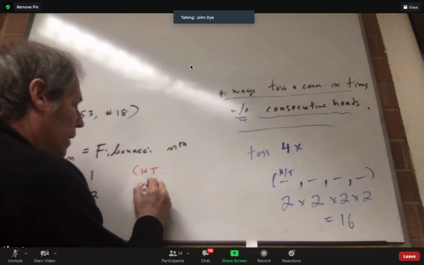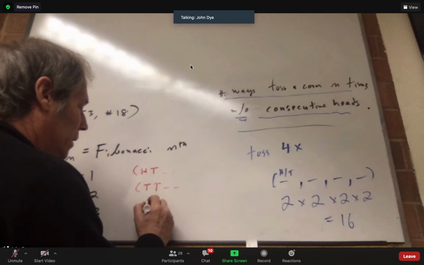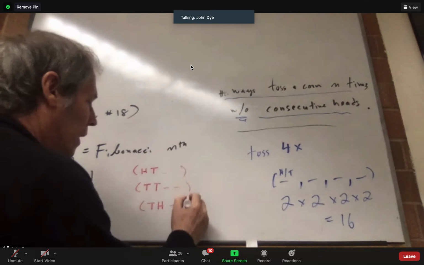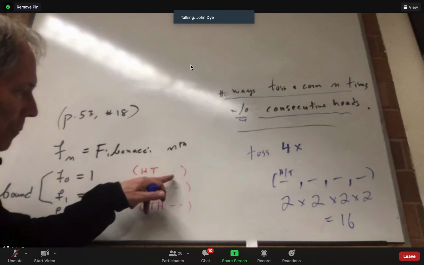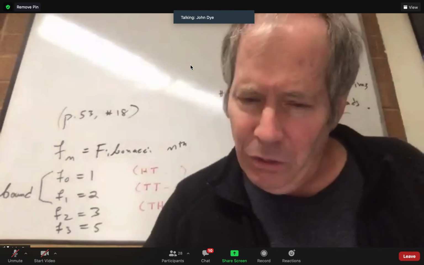I could start with a tail, and it could either go tail, tail, or you could start with a tail, and it could go heads, right? So these are the categories. So how many in each category? So how many for this? How many cases where I don't get... You guys understand the question here?